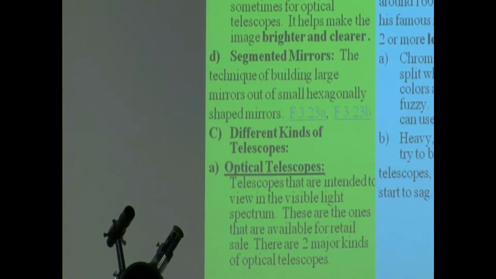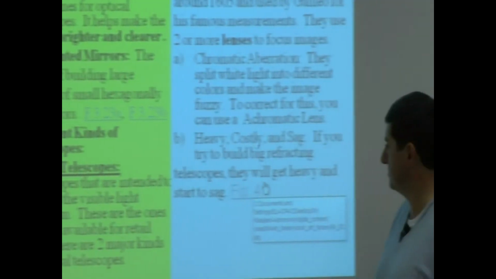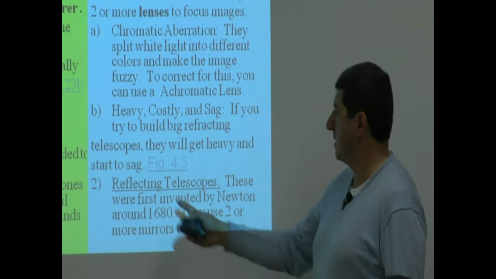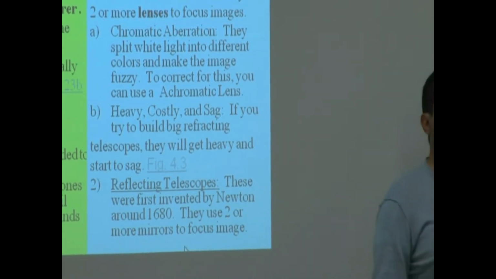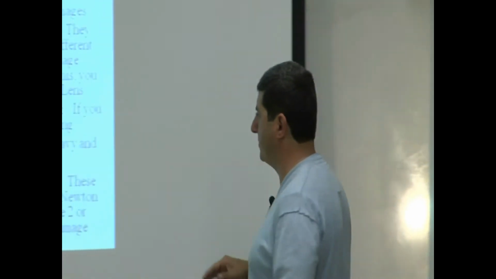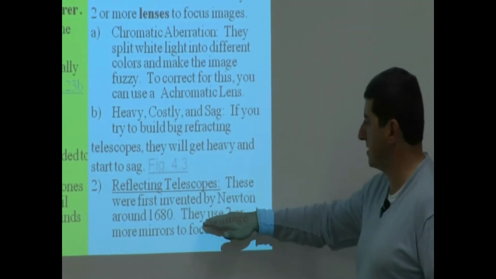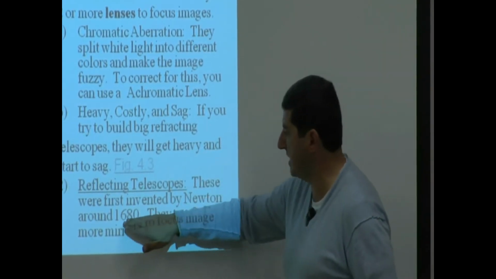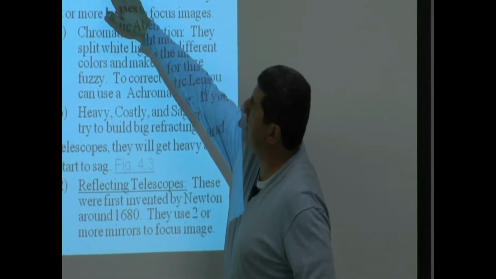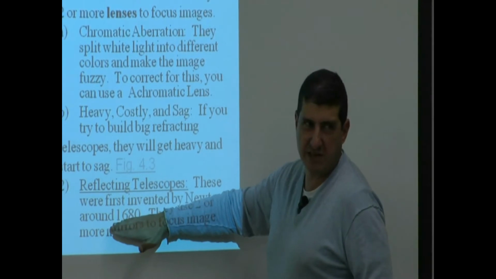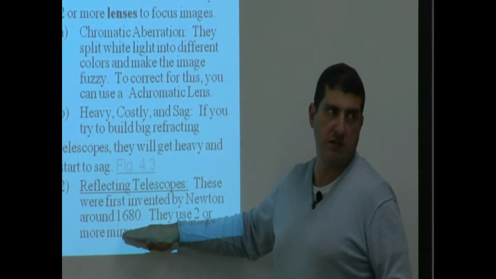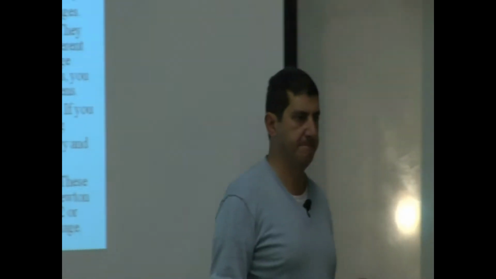The other kind, the reflecting telescope, we can make them as big as we want. So it doesn't have that issue. Reflecting telescopes were first invented by Isaac Newton, 1680. So 1605, maybe about 70, 75 years later, Newton came up with a better model.